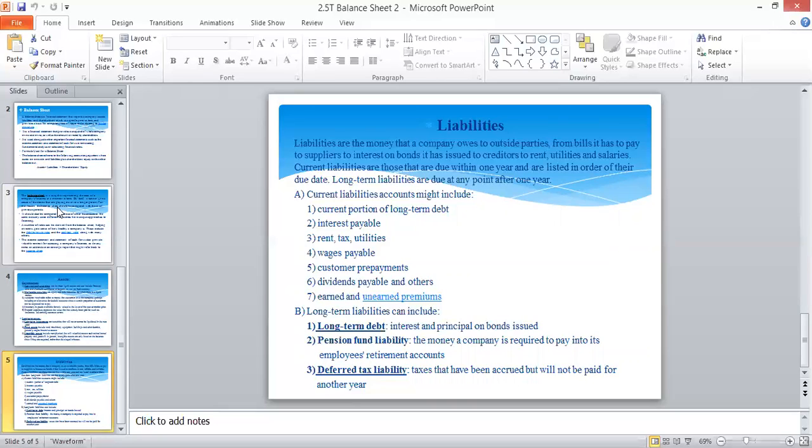And the long-term liabilities are also classified into three categories. First, long-term debt, which includes interest and principal on bonds issued. Second, pension fund liabilities, the money a company is required to pay into its employees' retirement accounts. And third, deferred tax liabilities, taxes that have been accrued but will not be paid for another year.